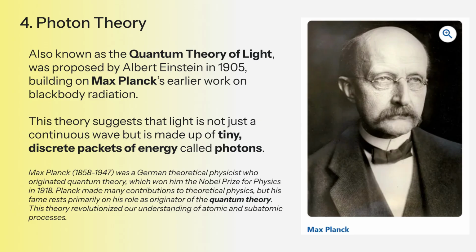Einstein built on Max Planck's earlier research on blackbody radiation to argue that light energy is divided into fixed packets. This was a revolutionary departure from the idea of light as a continuous, smooth wave. Max Planck was a German theoretical physicist who originated quantum theory, winning the Nobel Prize in 1918. Quantum theory is the study of matter and energy at the atomic and subatomic levels.